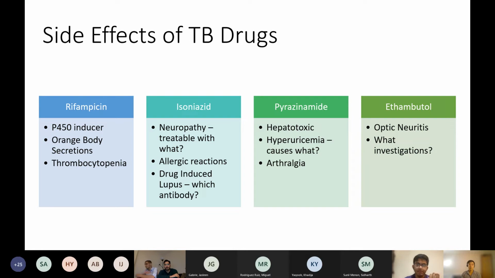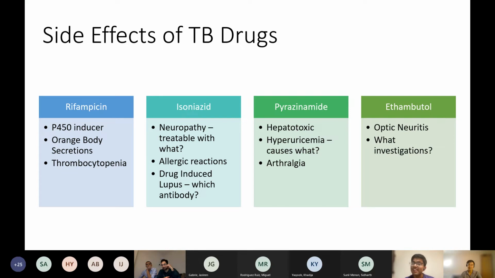And what vitamin is depleted that causes this peripheral neuropathy? Yeah, B6 pyridoxine, very good. So anyone who's starting tuberculosis treatment will be given pyridoxine prophylactically. Whoops, I've shown you already. It doesn't matter. Pyrazinamide is hepatotoxic and causes hyperuricemia.